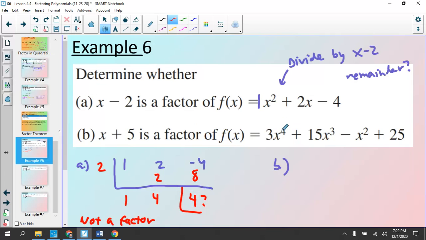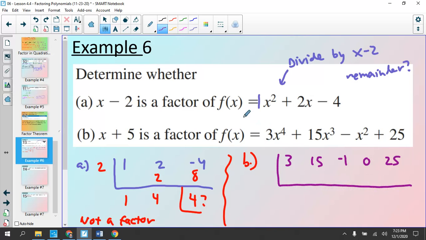For part B, let's double check this here because I kind of see what's happening. I need a little bit more space because I'm going to use that same process. 3, 4, 15, negative 1. Uh-oh, we're skipping over one here. That's easy to miss. So I skipped over the first degree spot, so I left a 0 for it.